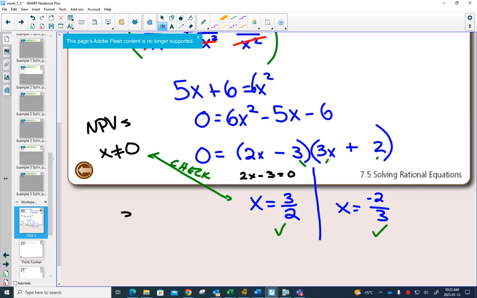So I would like you to try now 3, 4, 5, and 8. Take about 5 minutes to practice some of these.